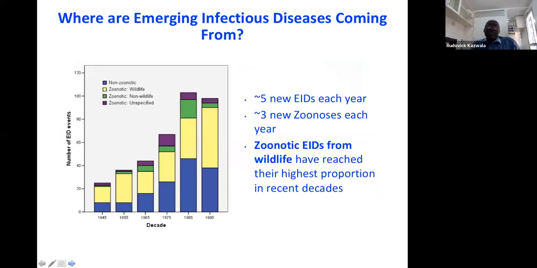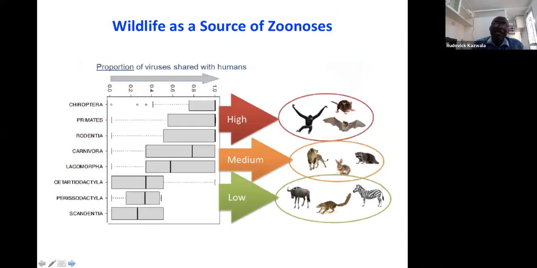So where are these emerging infectious diseases coming from? We see that in the past decades, and here is a little bit old data, the proportion of zoonotic diseases affecting humans coming from wildlife populations has increased. You can see that between 1985 and 1995, the proportion was much higher.